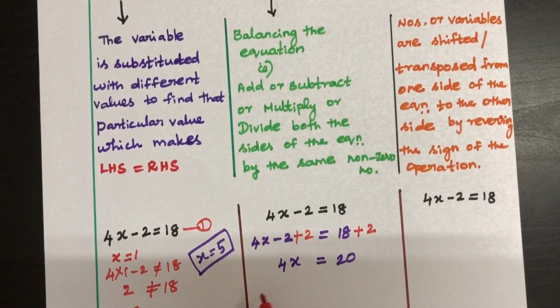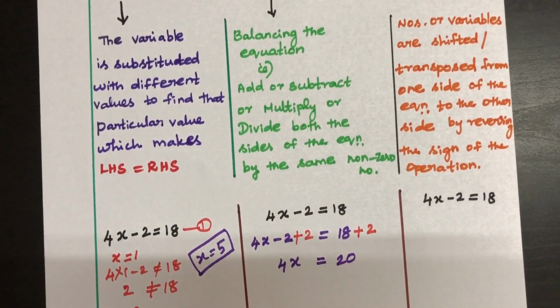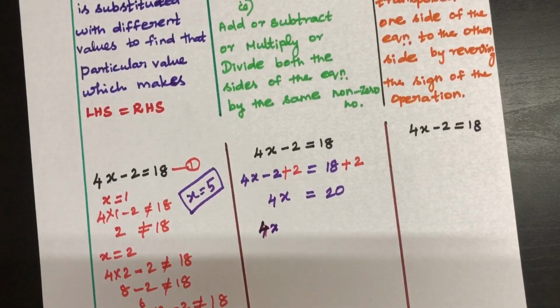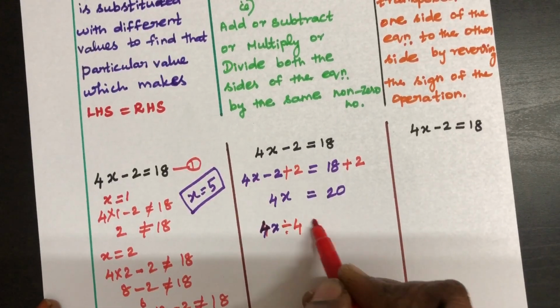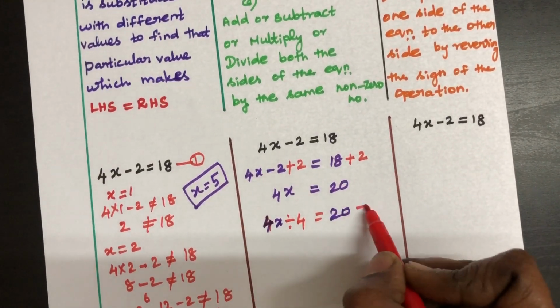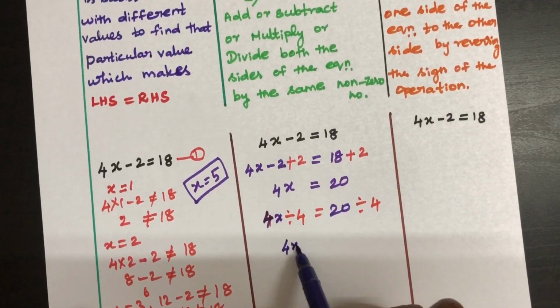Now I am going to divide. See, now 4x is attached with this x, right? So we want x alone. So we don't want this 4. How to eradicate this 4 from x? So we need to divide this expression with 4. Then only this becomes x alone. 4 by 4 gives us 1. 4x divided by 4 equal to 20 divided by 4. Now this is nothing but 4x by 4.